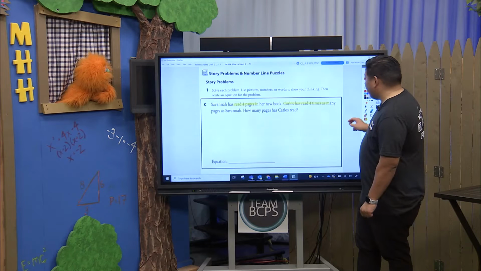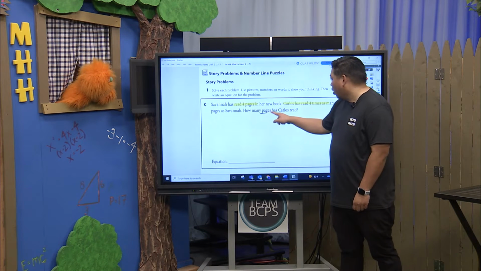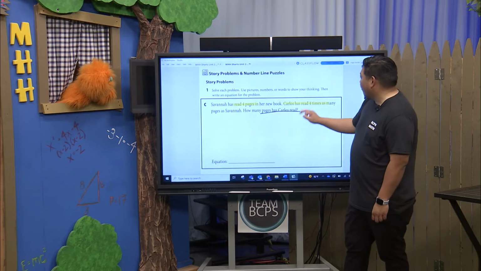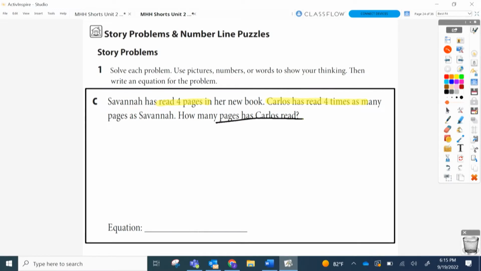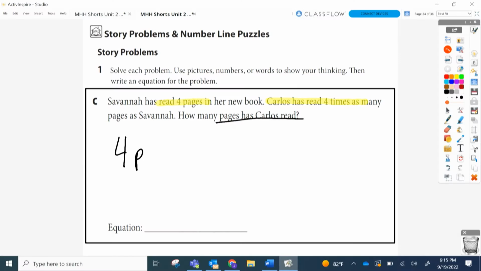So we'll start. What we have to figure out is how many pages Carlos has read. Okay, and we know that he read 4 times as many as Savannah. So that's where we start, right? Do you want to start? I think we would write 4 pages down for Savannah, and then we're going to multiply 4 pages times 4.